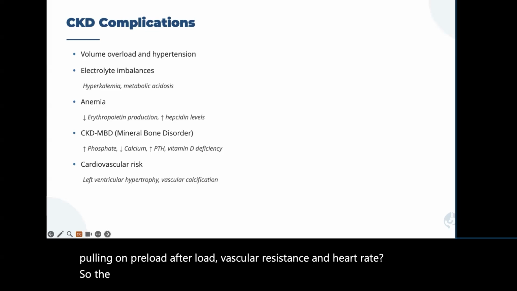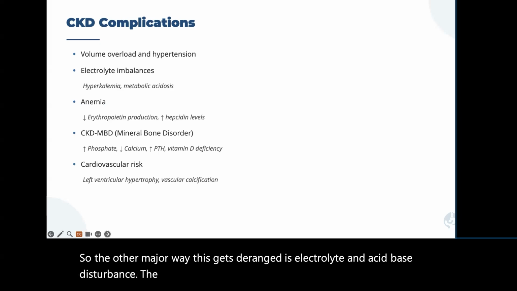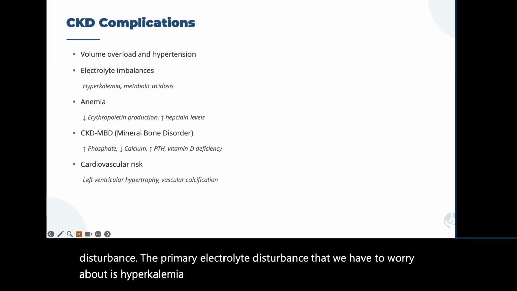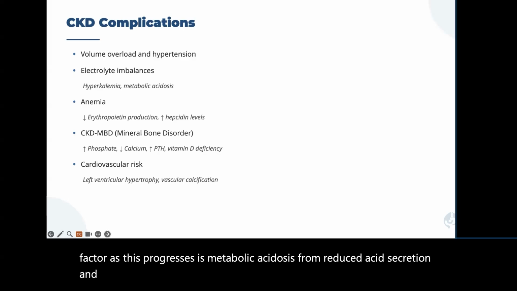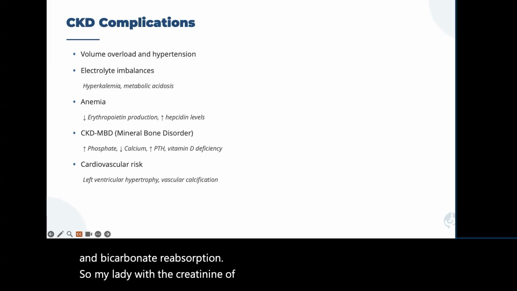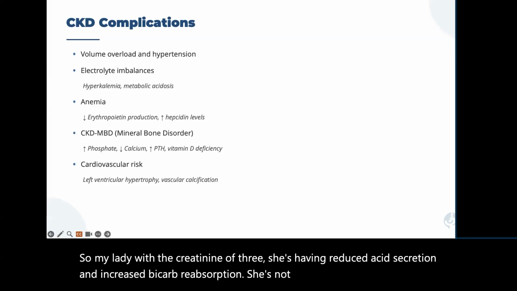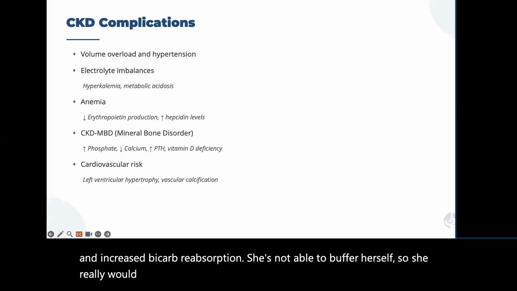So the other major way this gets deranged is electrolyte and acid-base disturbance. The primary electrolyte disturbance that we have to worry about is hyperkalemia from impaired potassium excretion. The other major factor as this progresses is metabolic acidosis from reduced acid secretion and bicarbonate reabsorption. So my lady with the creatinine of 3, she's having reduced acid secretion and reduced bicarb reabsorption. She's not able to buffer herself, so she really would benefit from sodium bicarb with her hyperkalemia of 5.8.